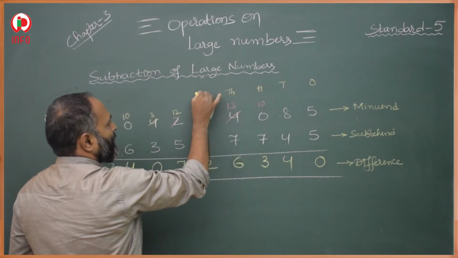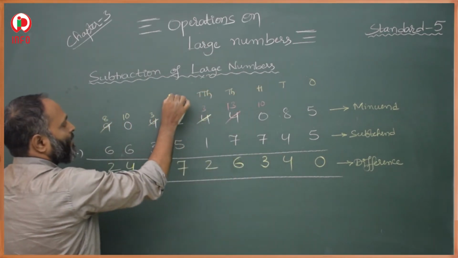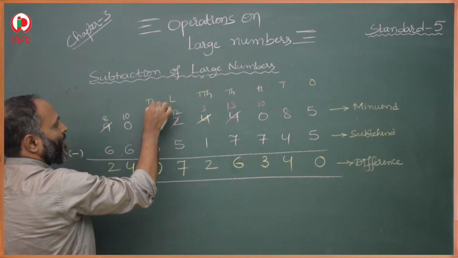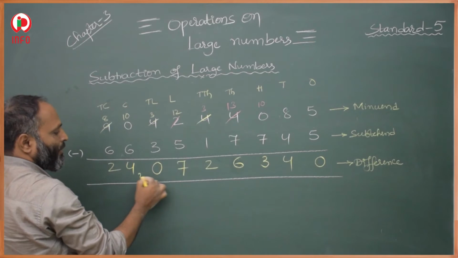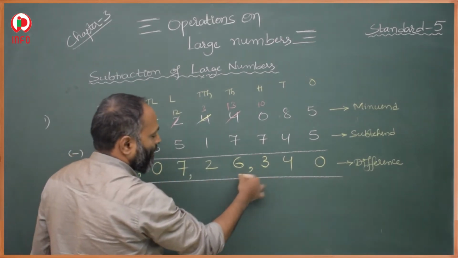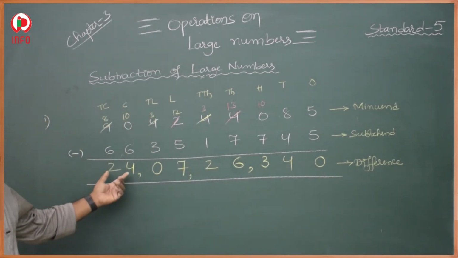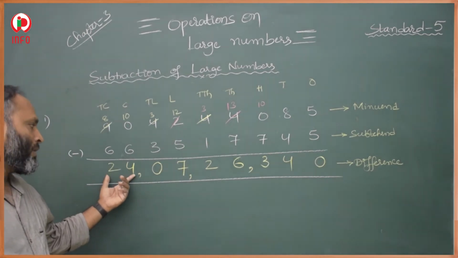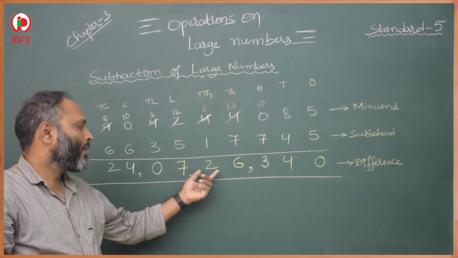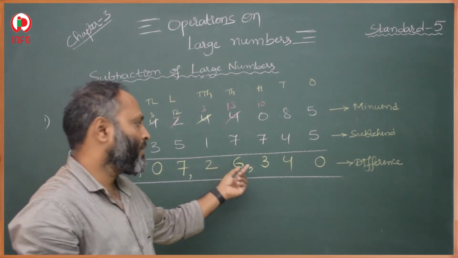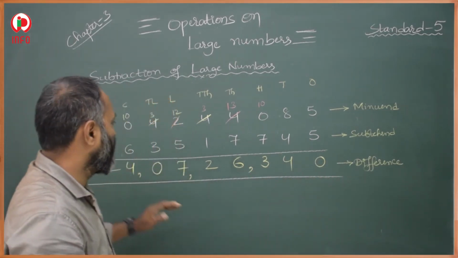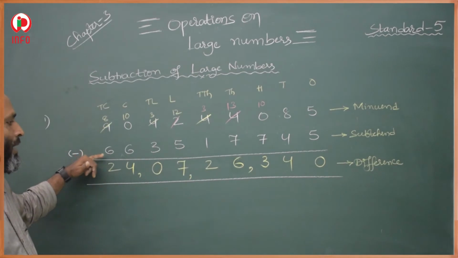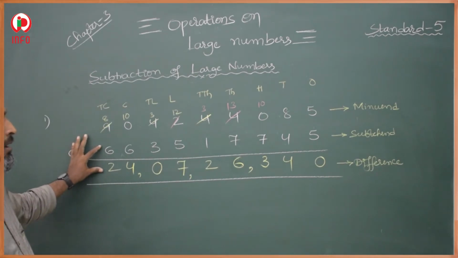This is the ones place, this is the tens place, this is the hundreds place, this is the thousands, this is the 10,000s, this is the lakh, this is the 10 lakh, crore, 10 crore. Here comma, here comma, here comma. Then 24 crores, 7 lakhs, 26,340. This is the difference.